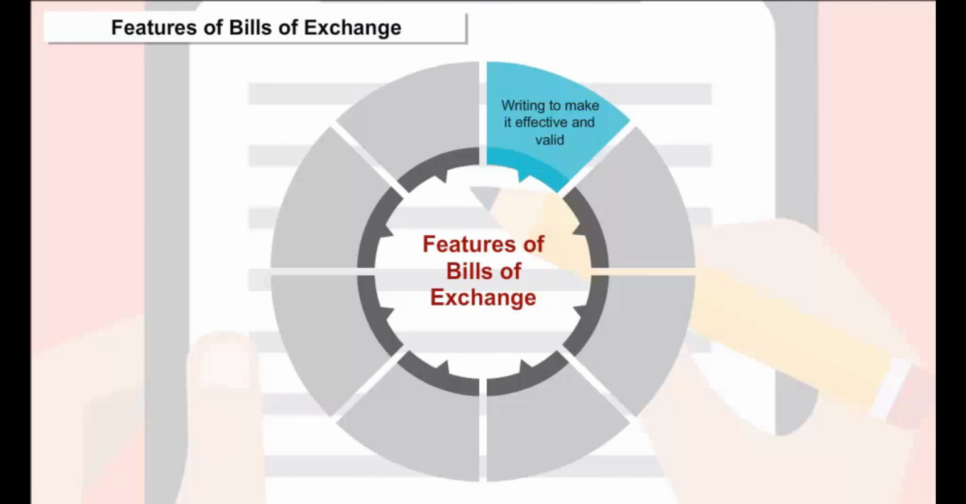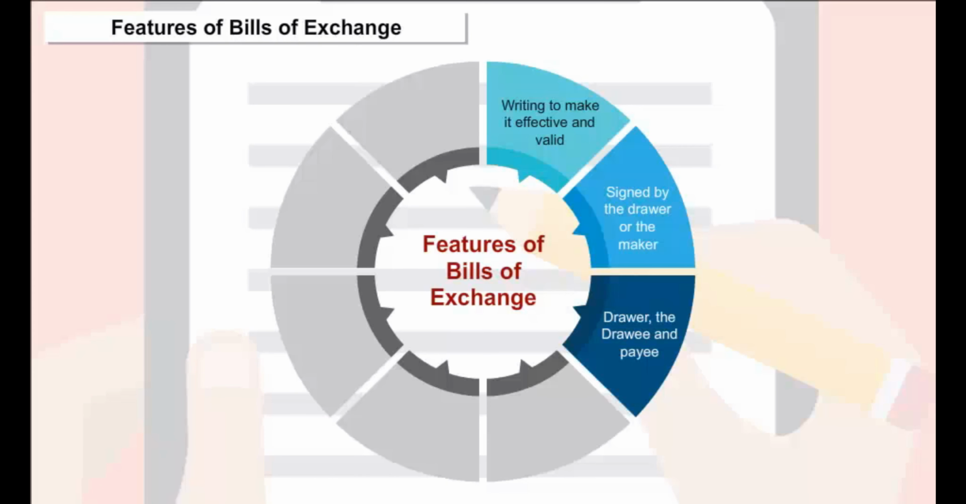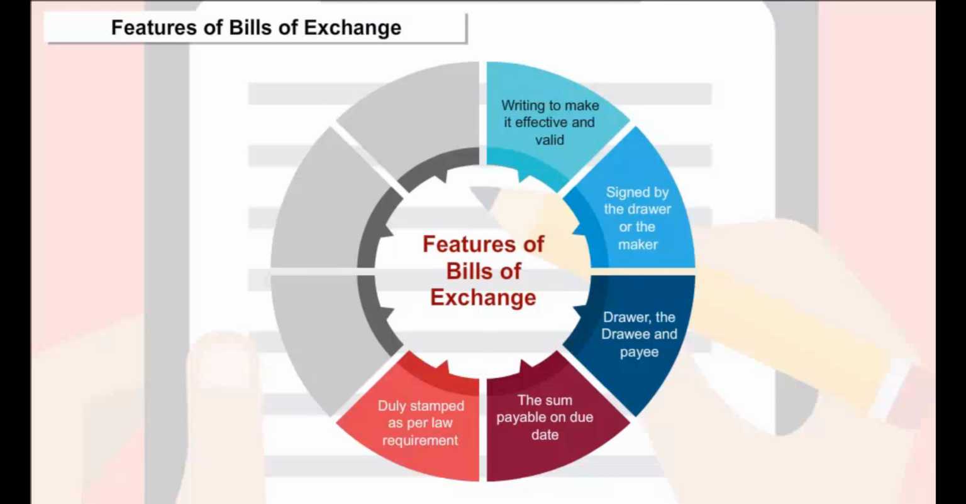Bills of exchange must be in writing to make it effective and valid. It needs to be signed by the drawer or the maker of the bill of exchange. The drawer, the drawee, and the payee, all three must be certain. The sum payable on due date must be a certain amount. It should be duly stamped as per legal requirement. Date and place should be in order.